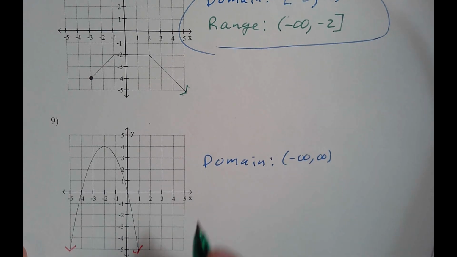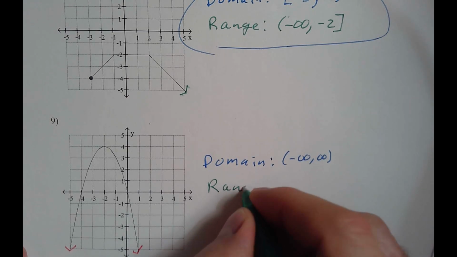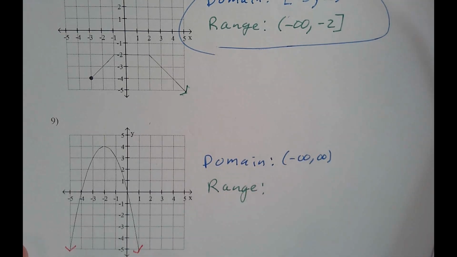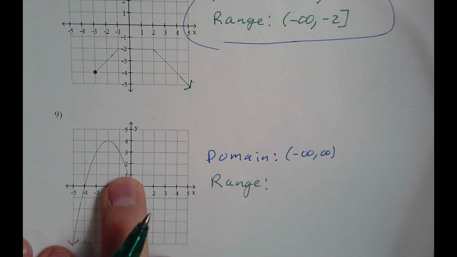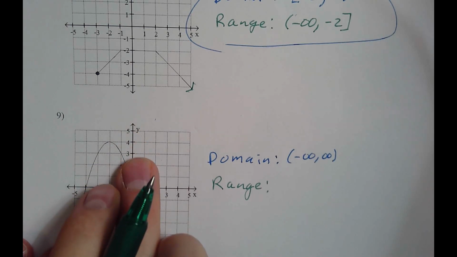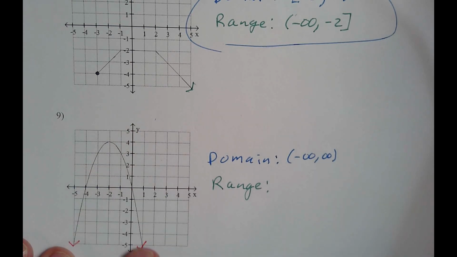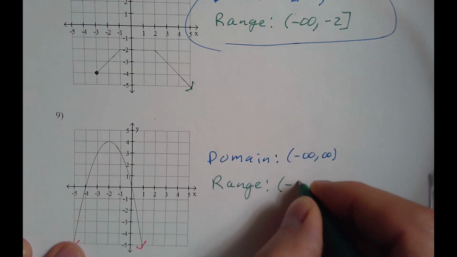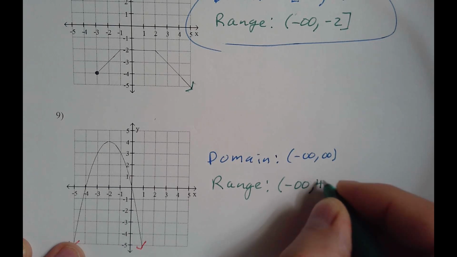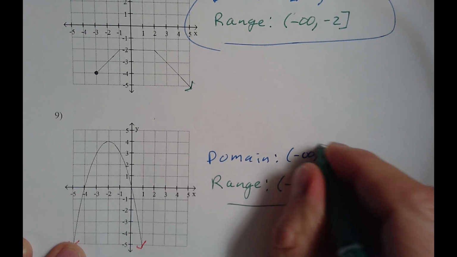Now let's think about the range. So again, from bottom to top, we start at the bottom and keep going to the top. And so it's from negative infinity, and it tops out here at 4, and it will include 4.